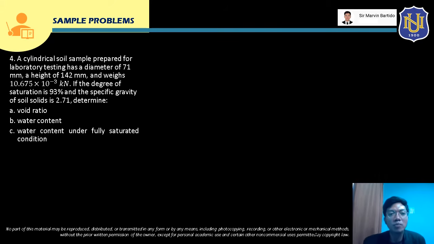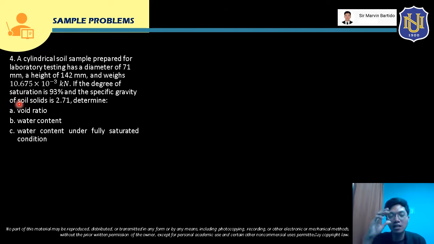For sample problem number 4, a cylindrical soil sample prepared for laboratory testing has a diameter of 71 millimeter and a height of 142 millimeter and weighs 10.675 times 10 raised to negative 3 kilonewton. If the degree of saturation is 93% and the specific gravity of soil solids is 2.71, determine letter A, void ratio, letter B, water content, letter C, water content under fully saturated condition. So, these are what we are looking for, class, for this problem.